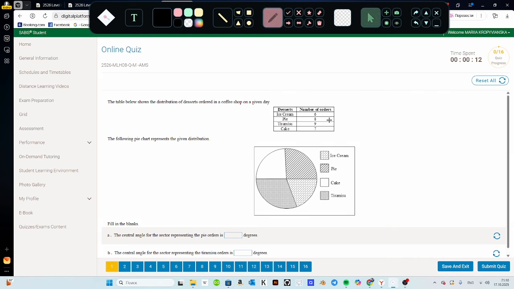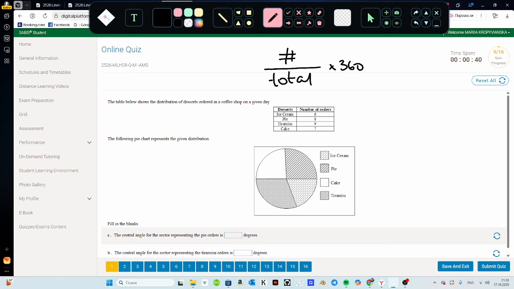So we're starting off with a question about pie charts. The central angle for the sector representing the pie order is a something degree, same for tiramisu. We begin by looking at the graph given above the pie chart. They're asking for the number of pies. The general formula to find the degrees is the number that is asked over the total numbers, times 360.